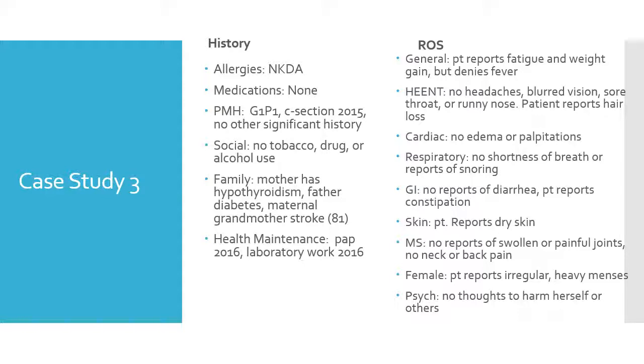She reports fatigue, weight gain, but denies fever. No headaches, blurred vision, sore throat, runny nose. She reports hair loss. No edema or palpitations. No shortness of breath or reports of snoring. No reports of diarrhea. She reports constipation, though. She reports dry skin. No swollen or painful joints. No neck or back pain. She reports irregular, heavy periods. And no thoughts to harm herself or others.